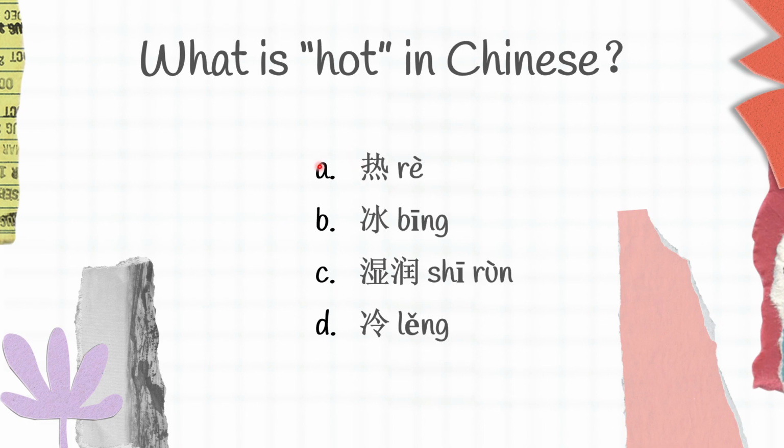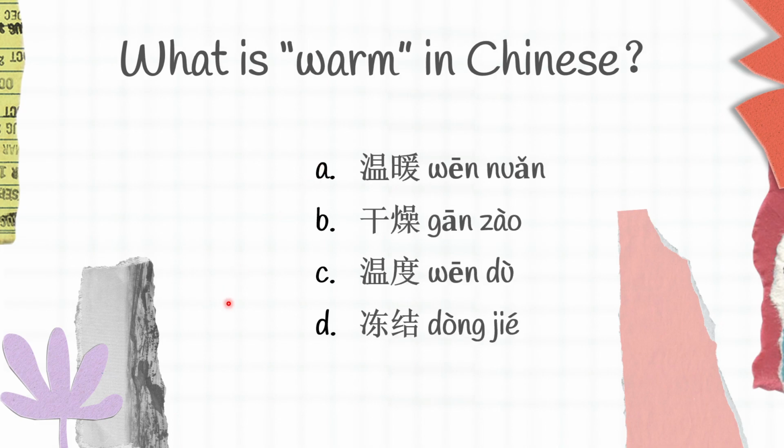So 热 is hot, 冰 is ice, 湿润 is humid, and 冷 is cold. So hot in Chinese is A, 热. Moving on to the next question. What is warm in Chinese? We have A, 温暖, B, 干燥, C, 温度 and D, 冻结.